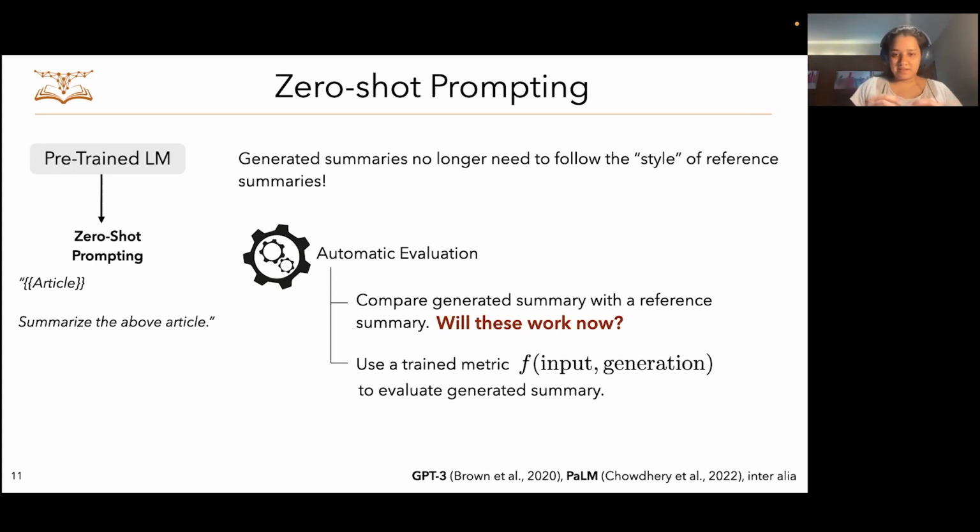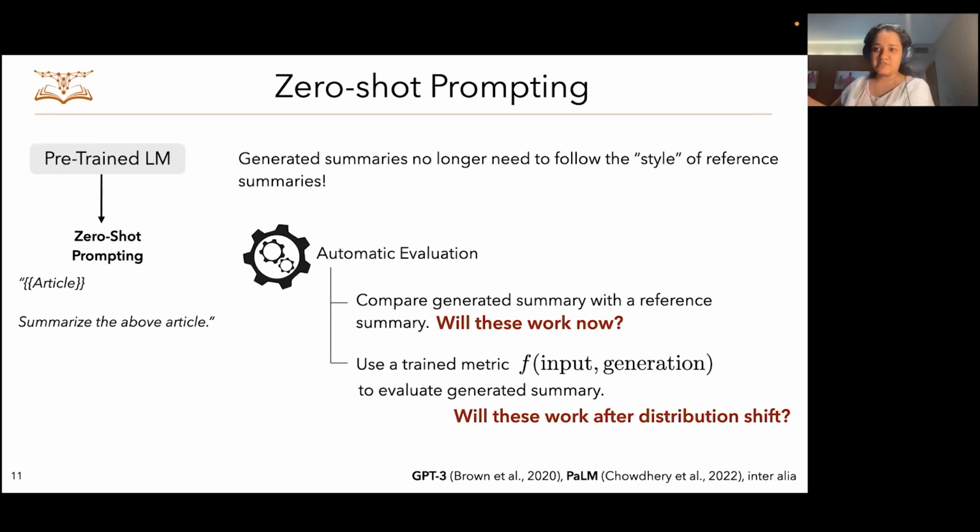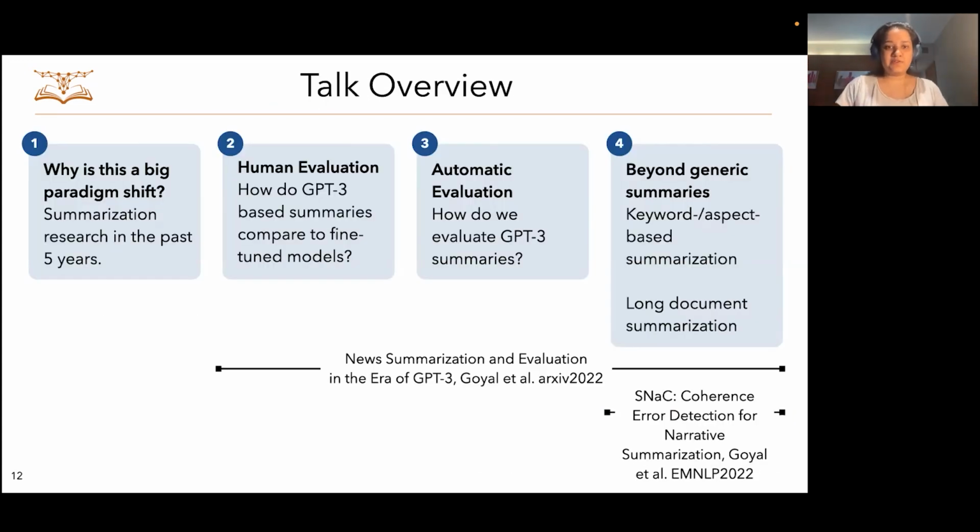If we look at the second one, we used a trained metric to evaluate the generated summary. But now again, we trained it on one sort of generations, but now there's been a distribution shift. So we don't know if these will work after the distribution shift. And these are the big problems that we need to look at. Okay, so next I'm going to talk about human evaluation, which is how do GPT-3 based summaries compare to these fine-tuned models.